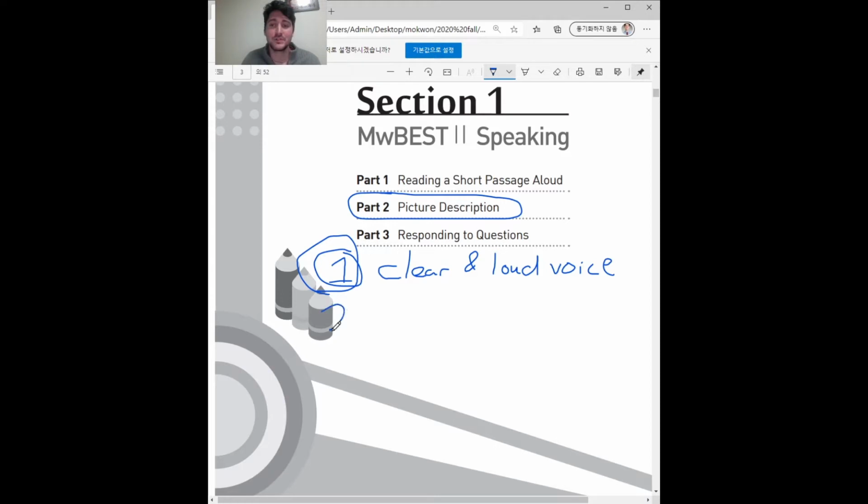Number 2, the next important part is what? Pronunciation. See if I can spell it correctly. Yes, I did. Pronunciation. 한국말로 is 발음. You need to use pretty good pronunciation. 완벽한 발음 필요 없는데, right? You don't need to be perfect, but we need to not use any 이상한, strange pronunciation.